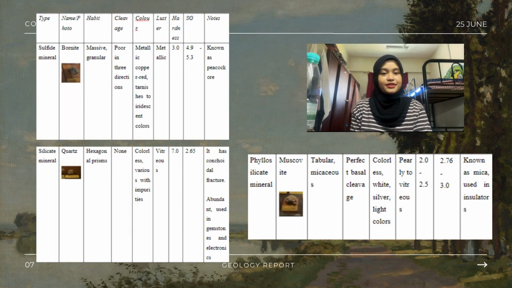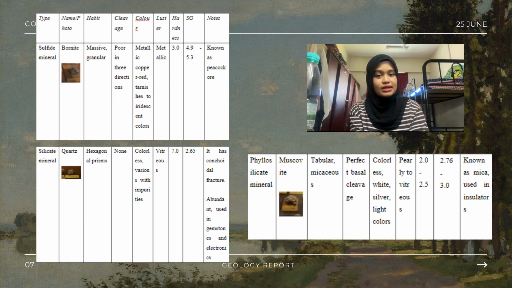By identifying some key minerals and their properties, followed by a look at various fossils and what they tell us about the past. Let's begin with mineral identification. Minerals are classified based on their physical and chemical properties. Here are some examples. First, we have bornite, a sulfide mineral. Its habit is massive and granular. The cleavage is poor in three directions. The color is metallic copper red, tarnishes to iridescent colors. The luster is metallic. The hardness is 3.0. The specific gravity is 4.9 to 5.3. It is also known as peacock ore due to its vibrant tarnished colors.